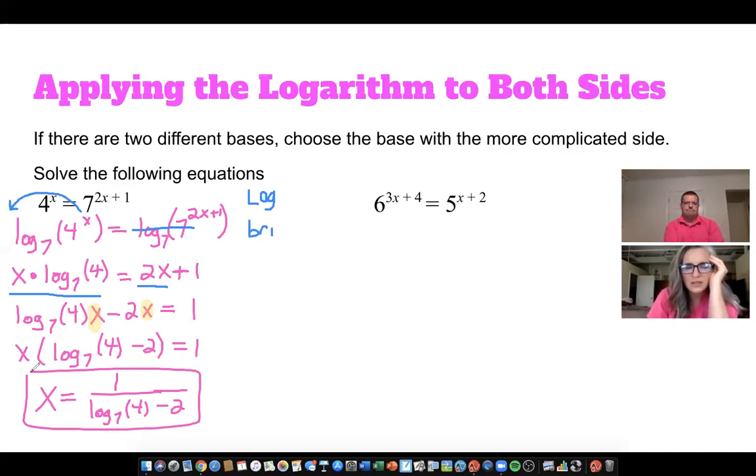After we brought down the exponent, what happened at that point? Well, we needed to get x's together on one side. Everything with an x had to end up on one side of the equal sign. We had to get our x's together.